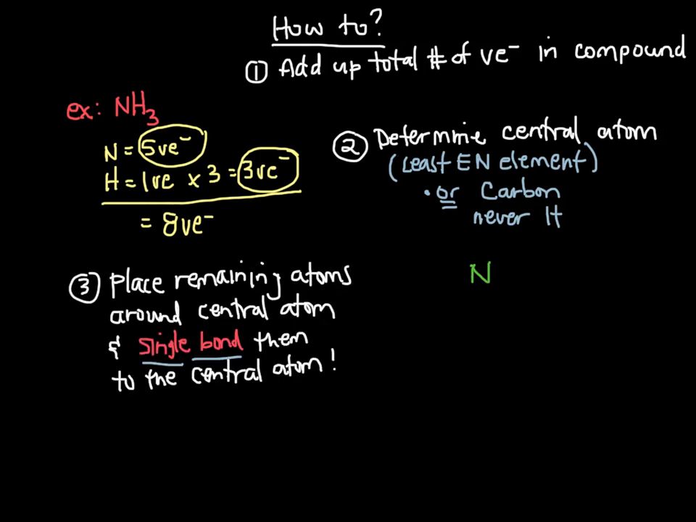So next, we're going to place the remaining atoms in our compound around the central atom and add a single bond from them to the central atom. So we've got our hydrogens, and there's 3 of them. So I'm going to place my 3 hydrogens around the central atom, and I'm going to add a single bond to each to the nitrogen.